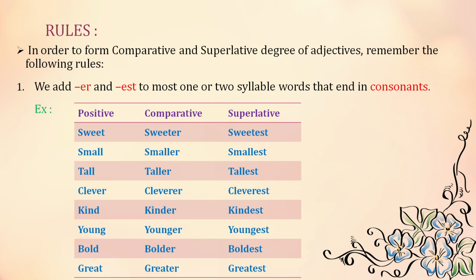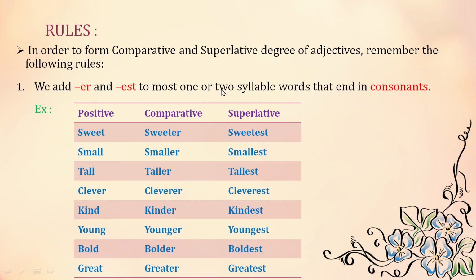There are some rules to be kept in mind while changing the form, the degree of quality of an adjective. First, we add er and est to most one or two-syllable words that end in consonants. Okay? Syllables, I told you, are the vowel sounds.